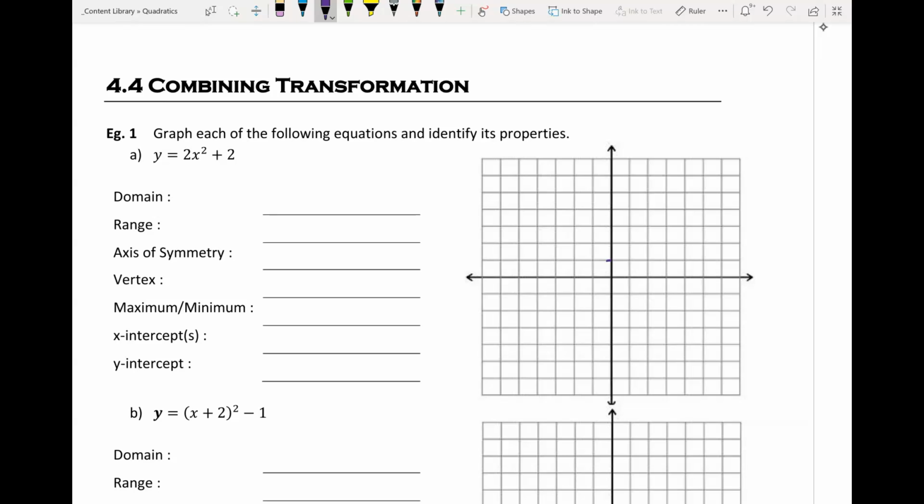We can also determine our vertex from here. There's nothing inside of this x, and there's no brackets around it, so we know that our x value for a vertex is just 0. But this 2 on the outside of the x squared, this is our y value for the vertex, and that is 2. So we have a vertex at 0, 2.